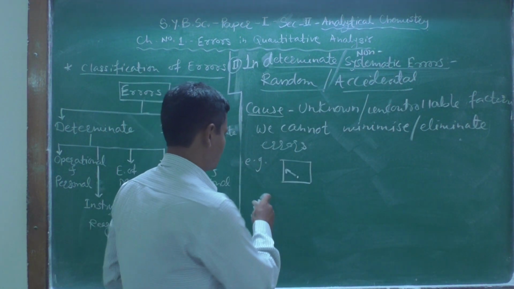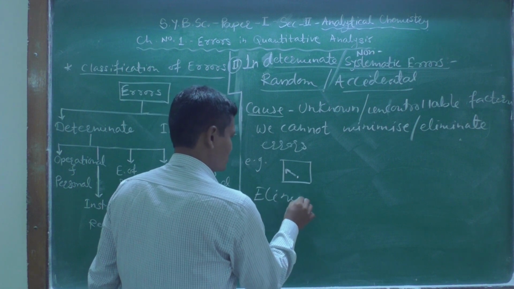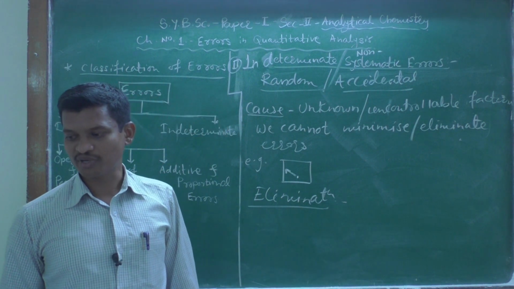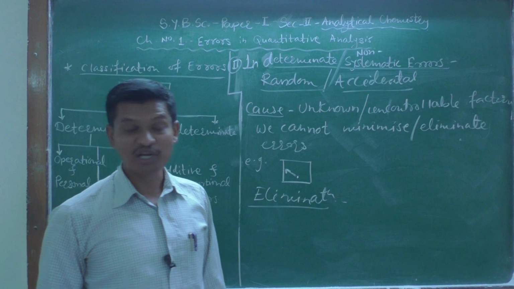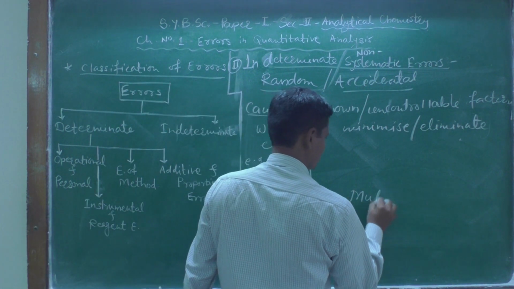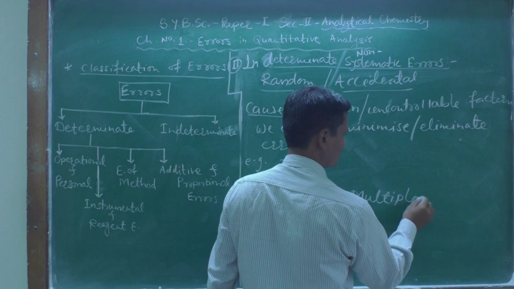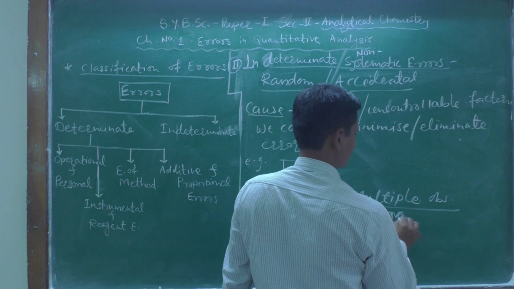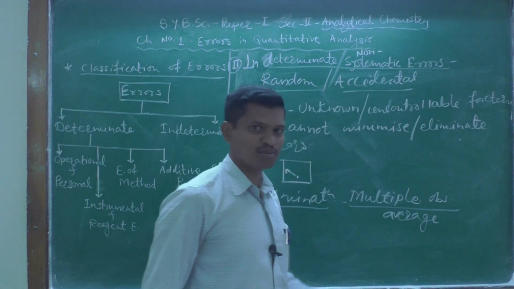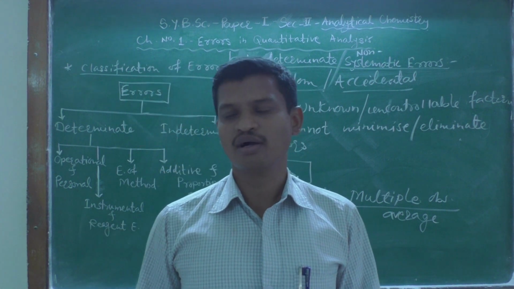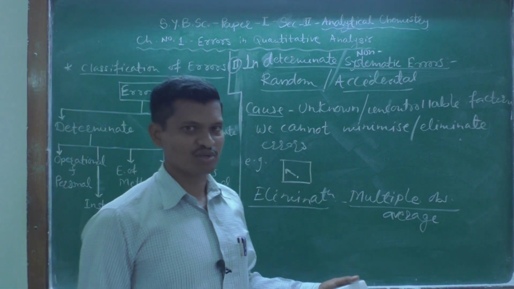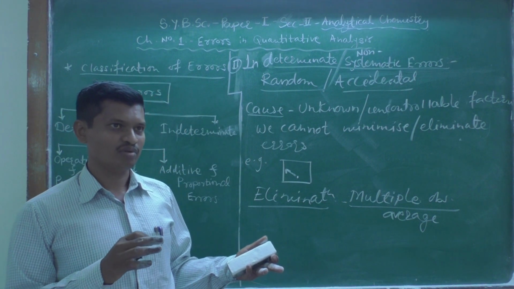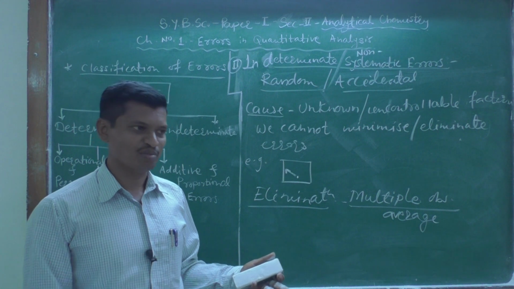So what is the elimination idea about this? How can we eliminate them? These types of errors can be eliminated or minimized by taking multiple observations. This is the only simple way. Take multiple observations and then take an average of all these observations. Then you can minimize the extent of these errors.